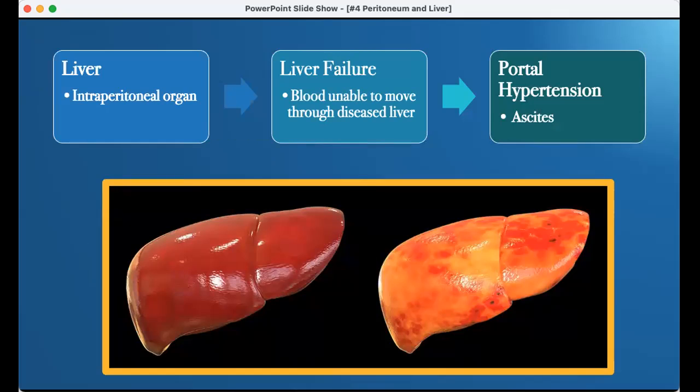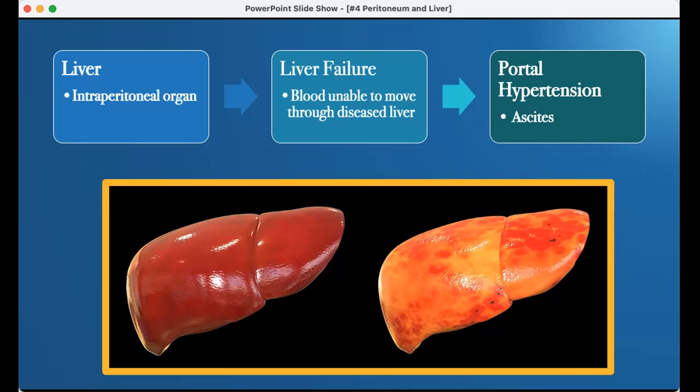The liver is an intraperitoneal organ, and this is showing the stages of liver failure. It goes from fatty liver infiltration, and it can go from that to steatohepatitis, and then it can finally go to complete cirrhosis, where it becomes just rock hard and blood isn't able to flow through the liver. And that develops the situation of portal hypertension.